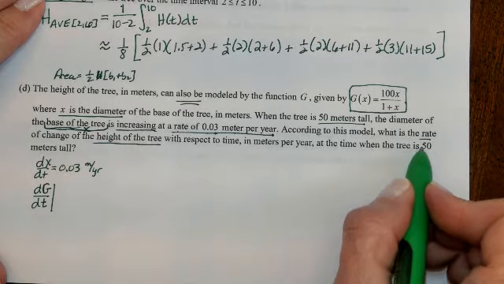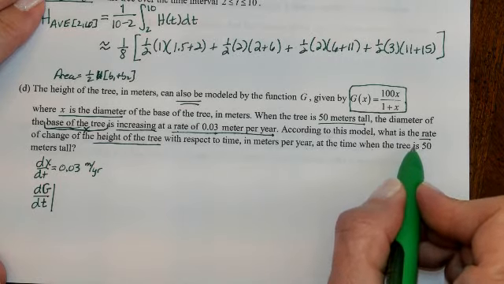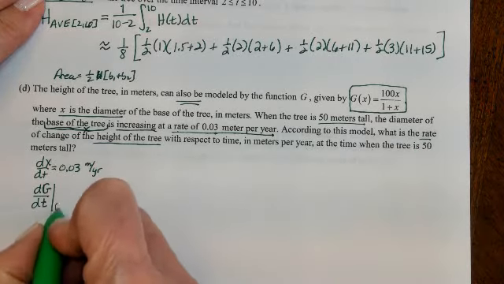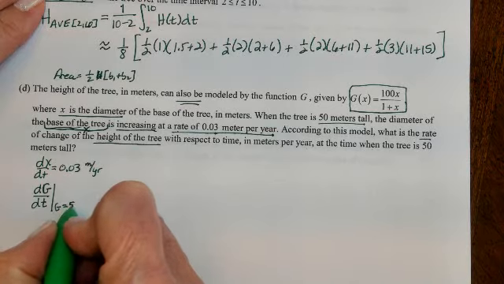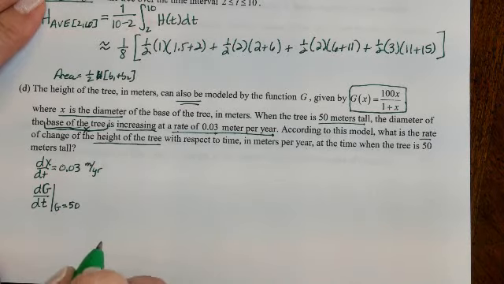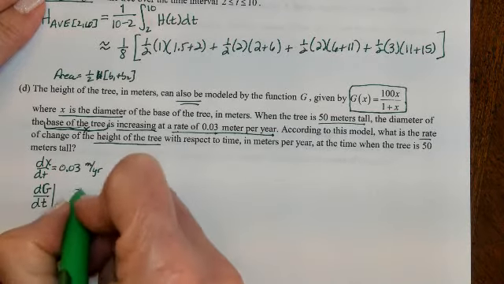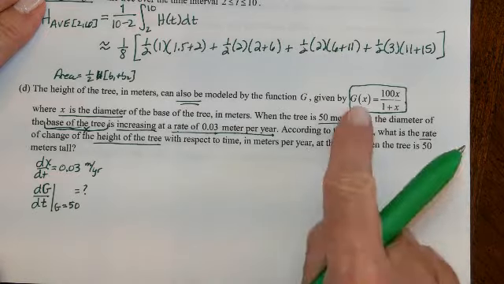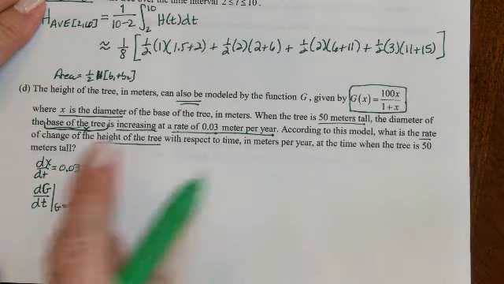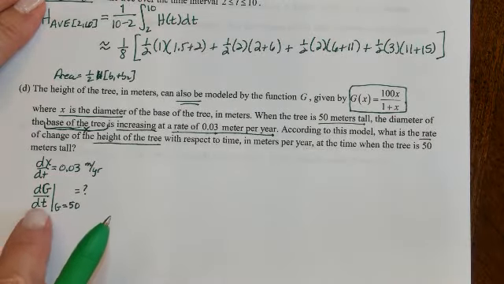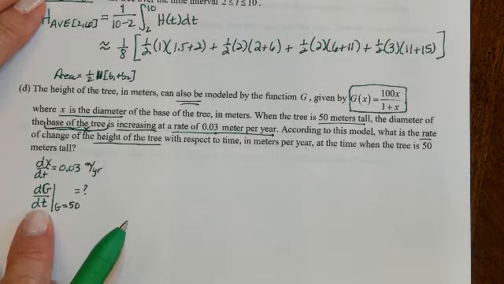50 is not x. 50 is your g value, right? At the time when g is 50 meters tall. So that's what we're looking for. I have the equation for g, I have dx/dt, and I'm looking for dg/dt. So this is a little related rates problem.